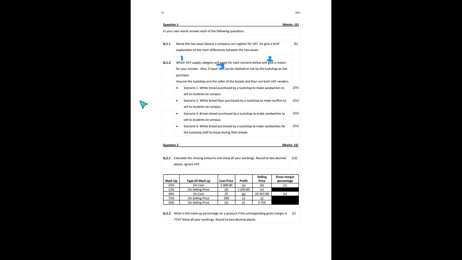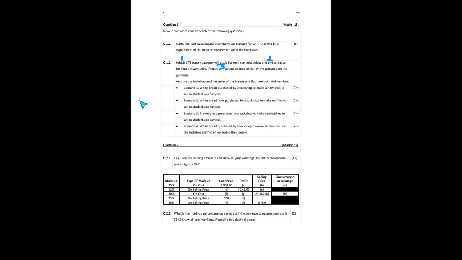What was the... I can't use the word commodity. What was the item that was purchased? So white bread flour, brown bread, and white bread. Those are the four different items that we purchased. So in some of those cases, VAT will be applicable. In some of them, VAT won't be applicable.